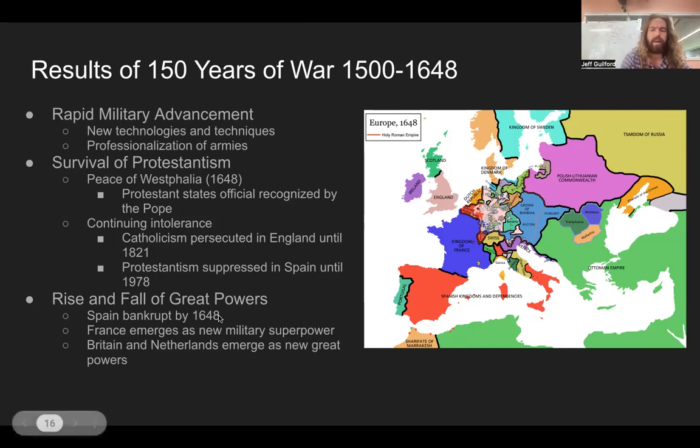A big result of the decline of Spain is that France emerges as the new major military superpower. France has defeated Spain and now emerges as the big player on the continent. And last of all, during these conflicts, Britain and the Netherlands both emerge as new great powers, and we will talk about how they're able to pull that off in a minute.